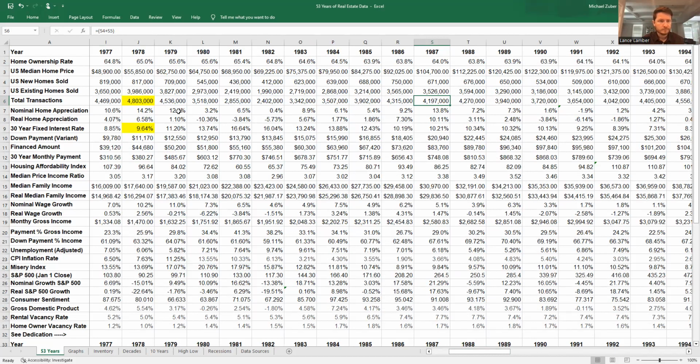This is what drives all the crash bros and doomers wild. We had transactions crash, and on a nominal basis, home appreciation didn't go negative except for 1991 during this whole time frame. Now, on a real basis, adjusted for inflation, there were plenty of negative years. Now, highlight over that row again.